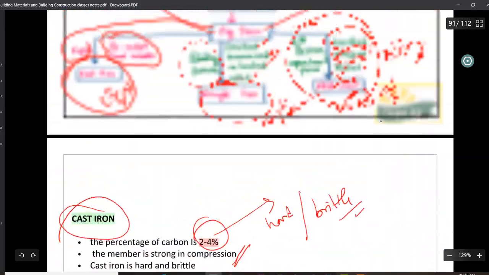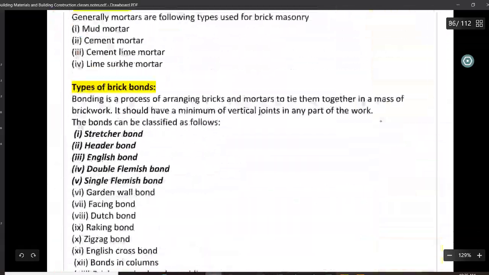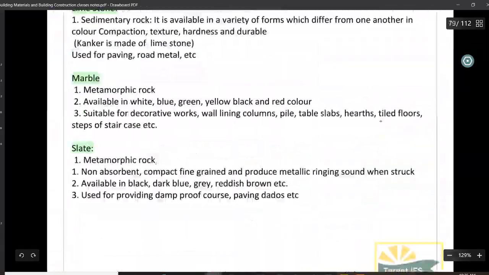So two chapters are done in this module, and now let us see timber also. We will see timber in this same chapter.